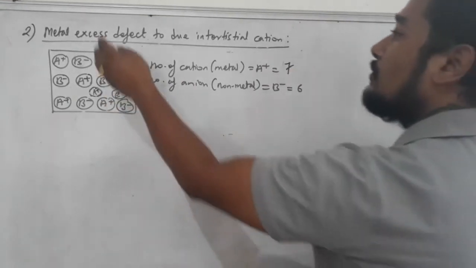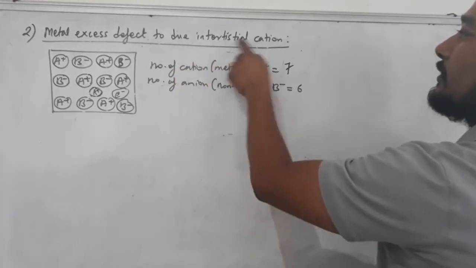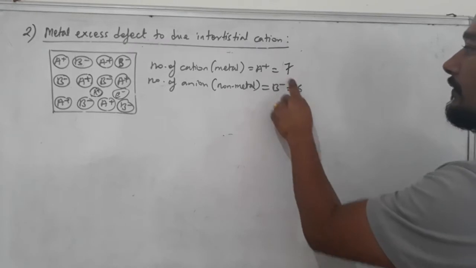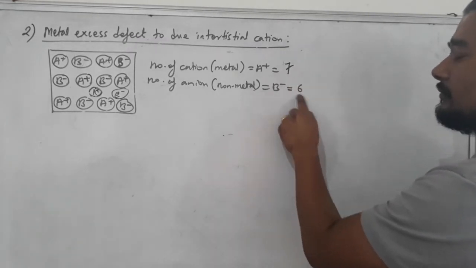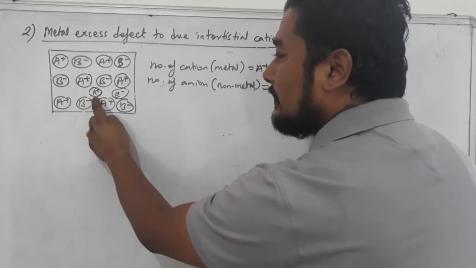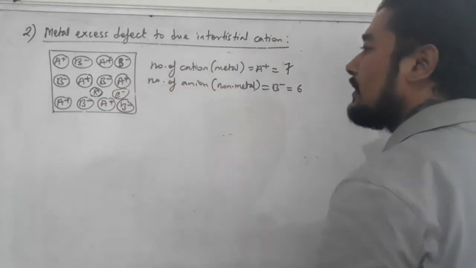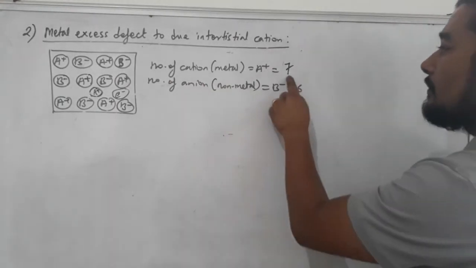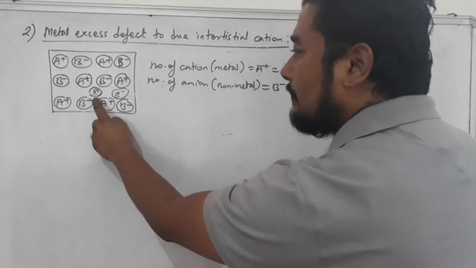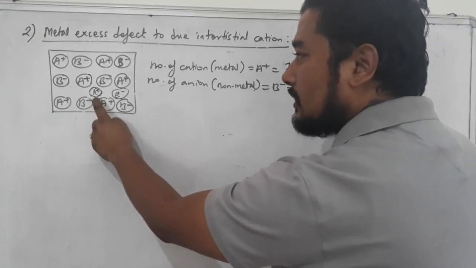So now let us see how to define this defect. Metal excess defect due to interstitial cation. It is a non-stoichiometric defect since the number of cation and anion is not equal, but yet the defect arises due to cation present in the interstitial site. I repeat again, it is a non-stoichiometric defect in which the number of cation and anion is not equal, but the defect arises due to extra cation present in the interstitial site.